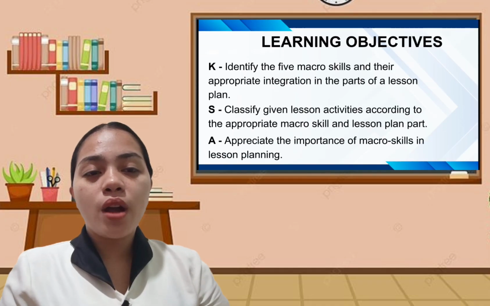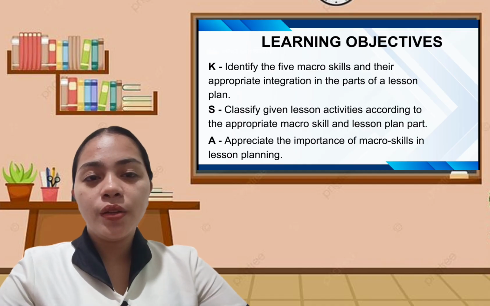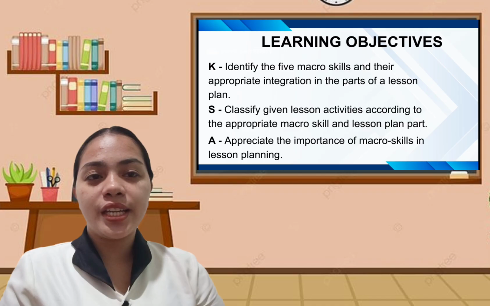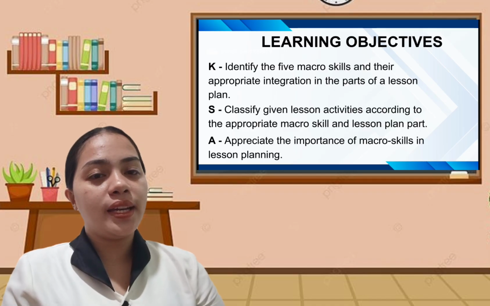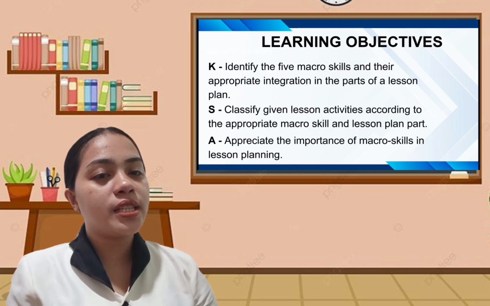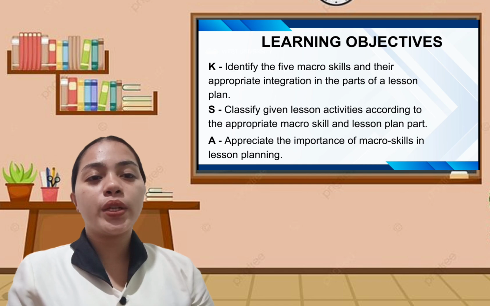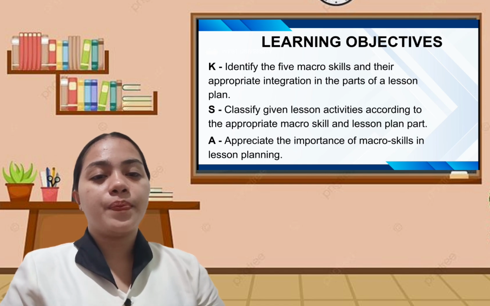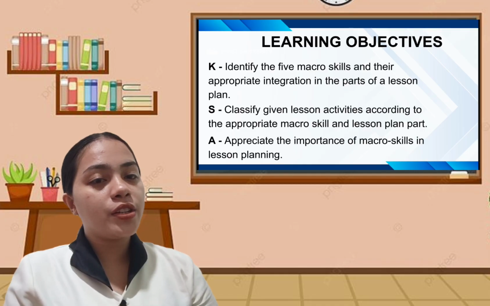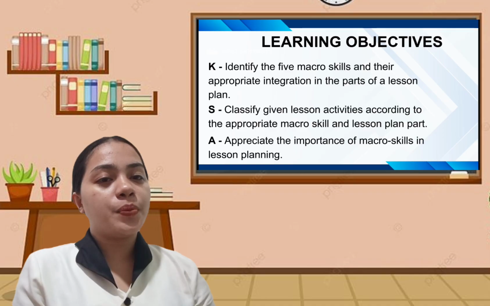So here are our objectives. At the end of the lesson, we should be able to identify the five macro skills and their appropriate integration in the parts of a lesson plan. Classify given lesson activities according to the appropriate macro skill and lesson plan part. And appreciate the importance of macro skills. So at the end of this discussion, we should not only know the five macro skills, but also understand where they can be used in a lesson plan.